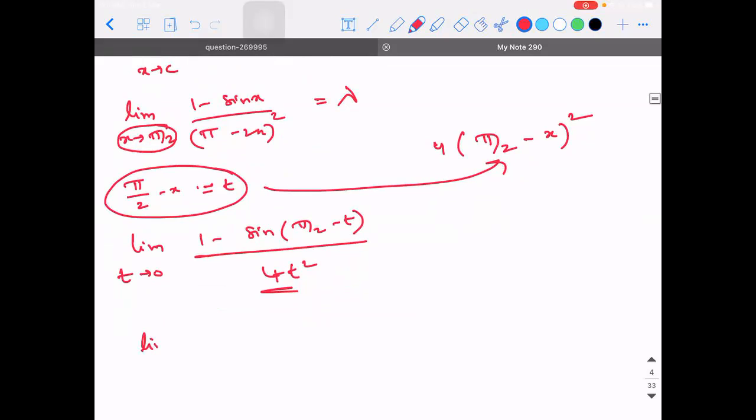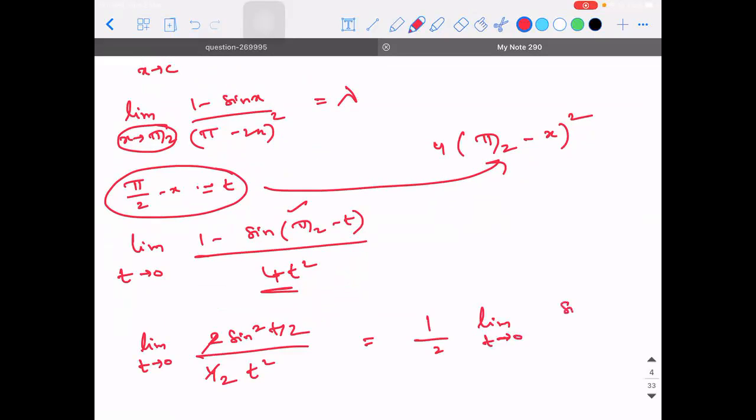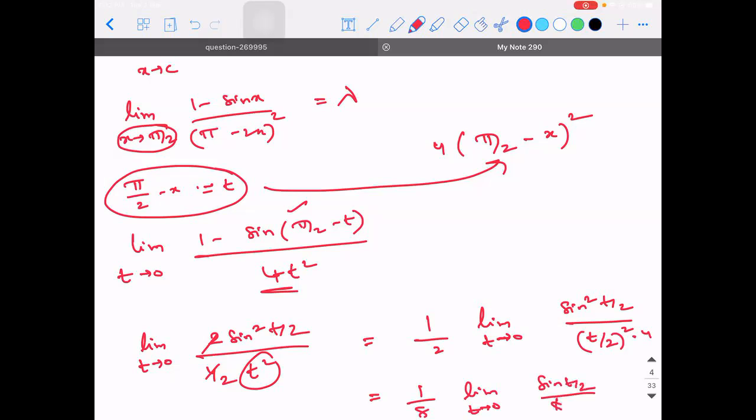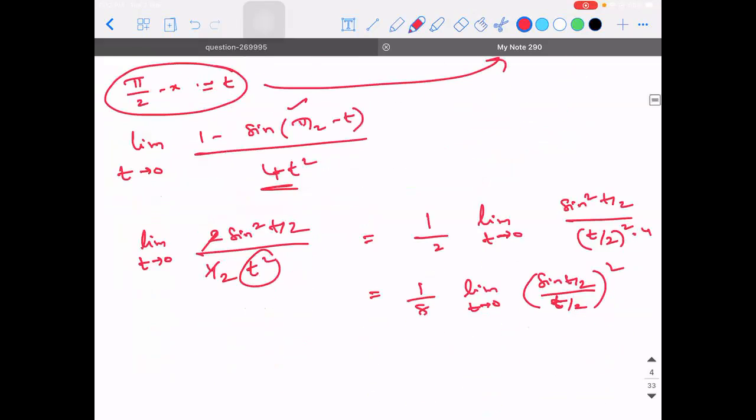So limit t tends to 0. 1 minus sine of pi by 2 minus t is 1 minus cos t. 1 minus cos t is 2 sine square t by 2, divided by 4 t square. So 1 by 2 into limit t tends to 0 of sine square t by 2 divided by t square. Now what should I do to it? Make it t by 2 the whole square into 4. So 1 by 8. What will be the answer? It is 1 by 8.